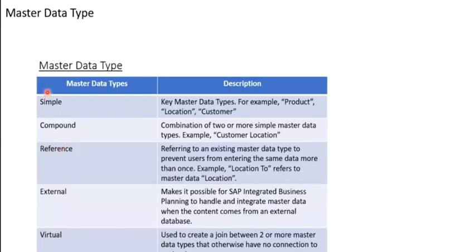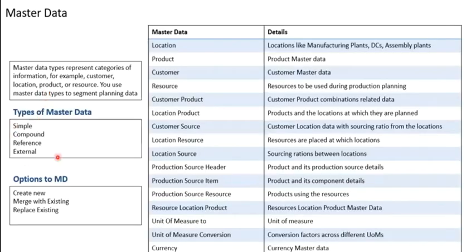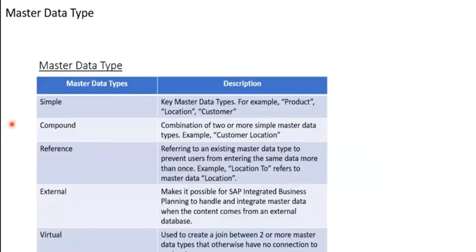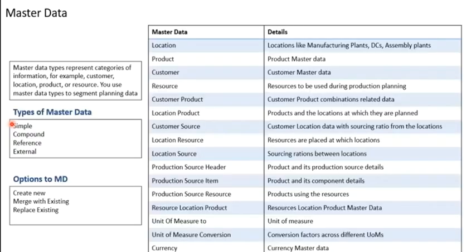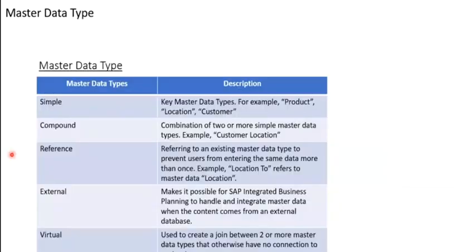Okay. Now just focus over here. Master data types are there, right? Master data types can be simple, compound, reference, external, virtual. So these are called types of master data over here. Just the way we call it is different here. Location and product are called master data, and we can categorize them using these types of master data.